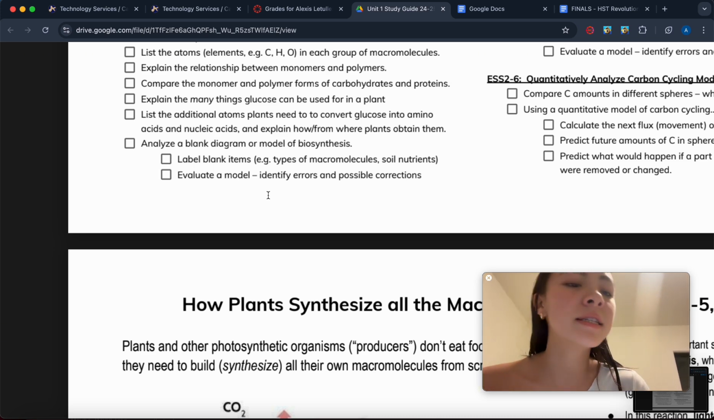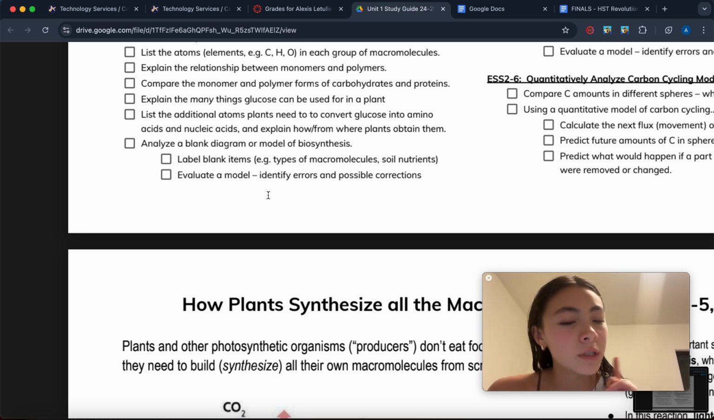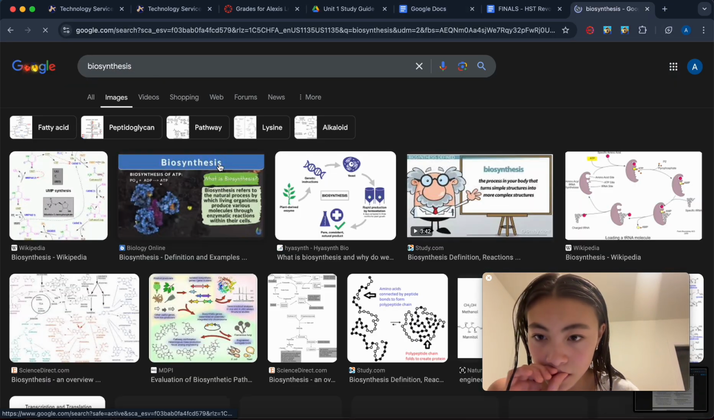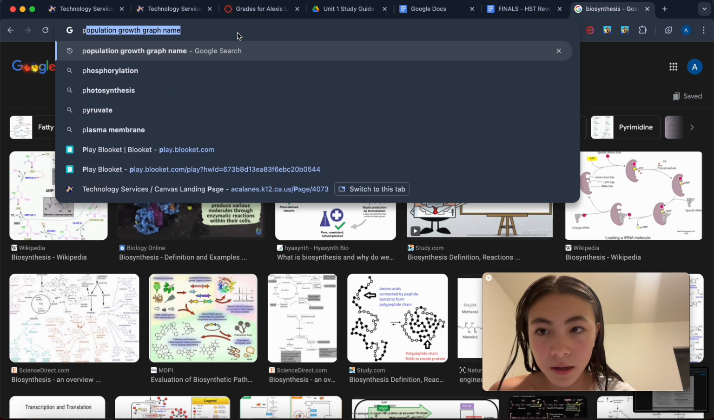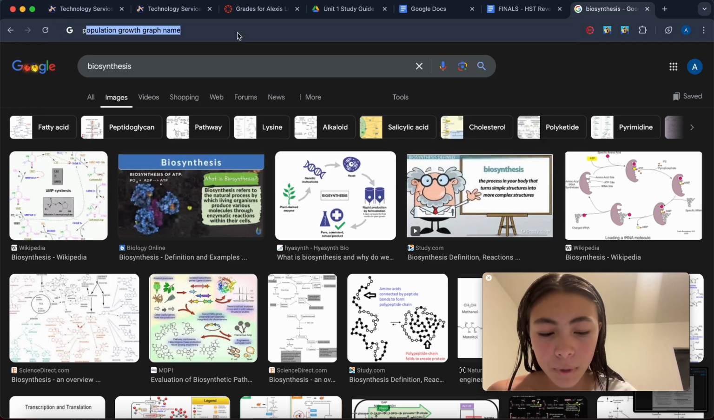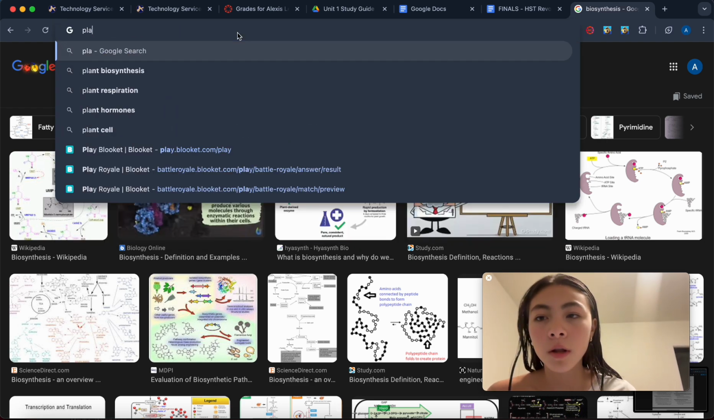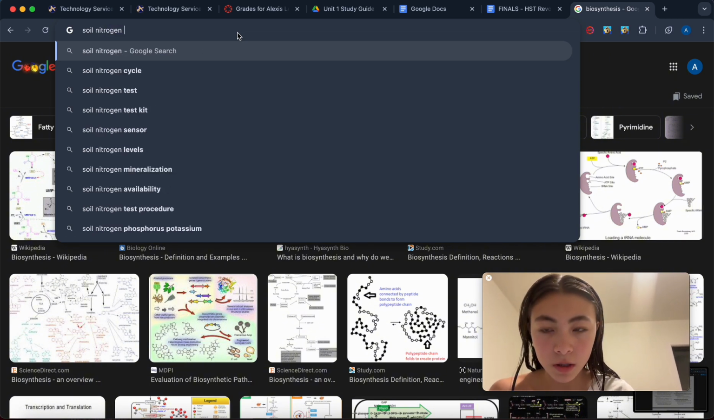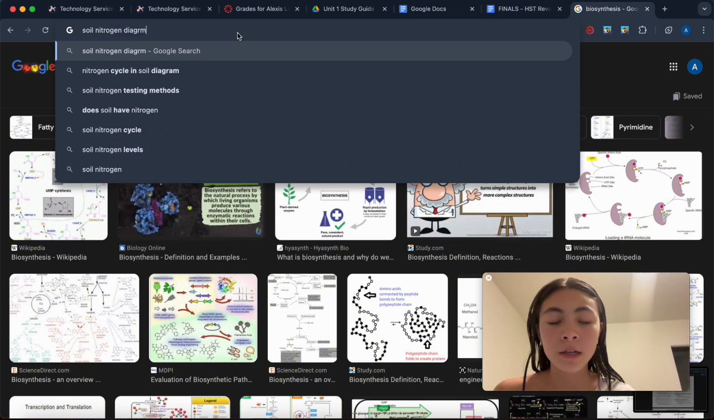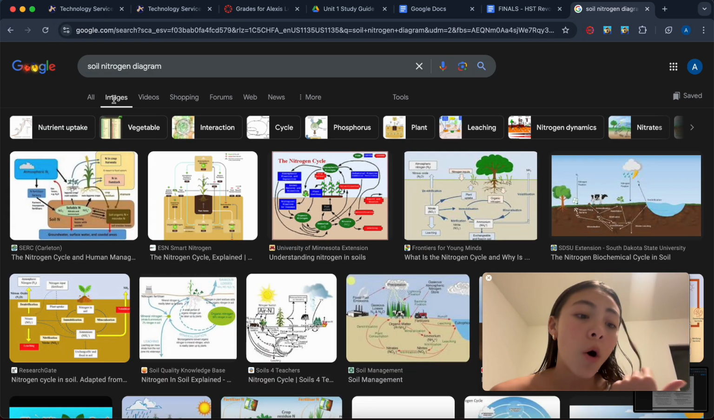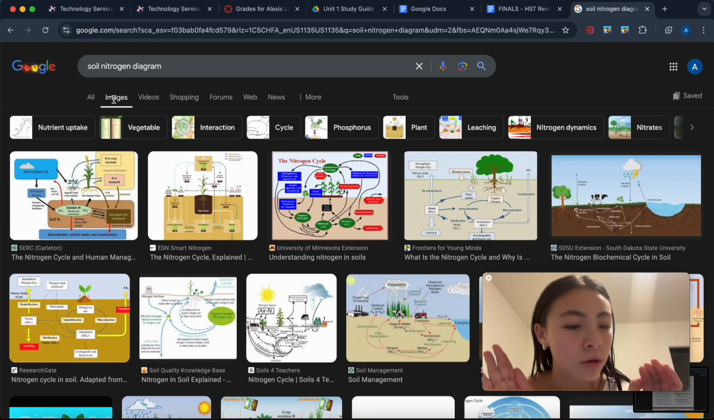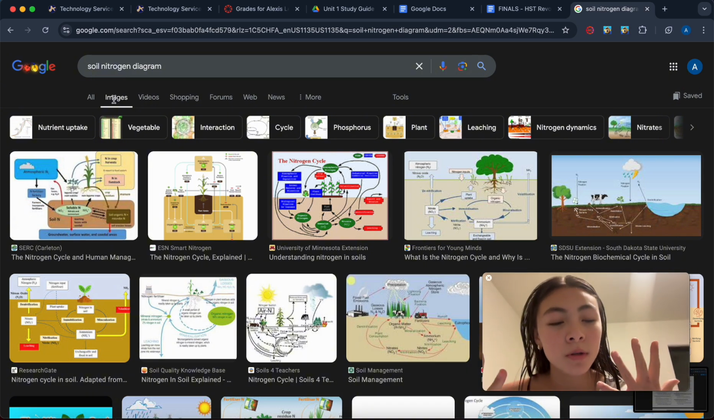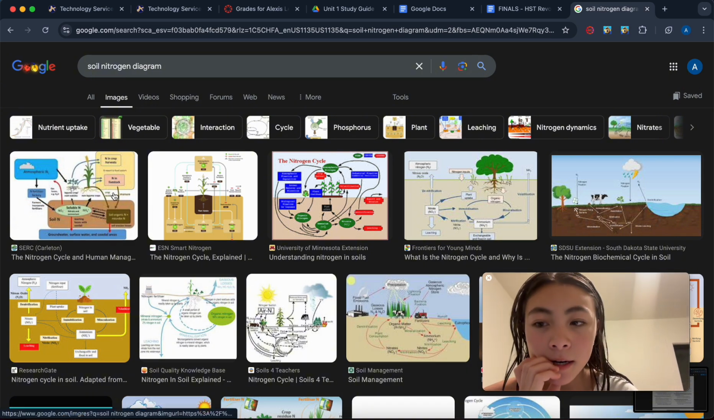Okay, so biosynthesis, you know what it's probably doing? There's like the one diagram. Hold on. Like soil, nutrients. How about just a nitrogen diagram? Especially nitrogen is important because it's required for all the other macromolecules that need additional resources. Like phosphorus and sulfur are only needed for some, but nitrogen is needed for all of those. So it's pretty big.